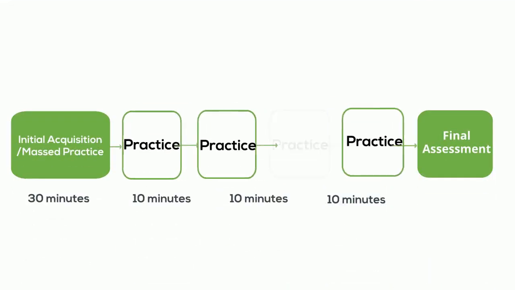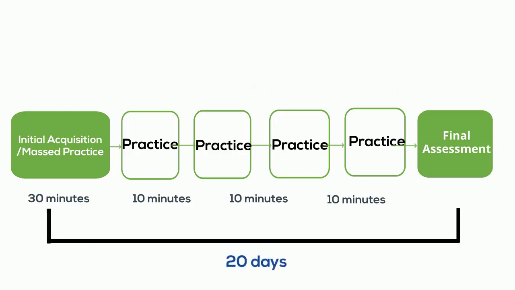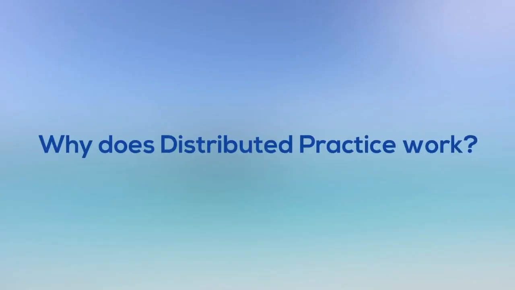How many distributed practice sessions and the length of time between them will depend on the length of time until you want to become accurate and fluent in the skill. Some suggest the length of time between sessions should be about 20% of the time between initial learning and when you will be assessed. For example, if you have 20 days until an exam, your sessions will be about 4 days apart. So why does distributed practice work?